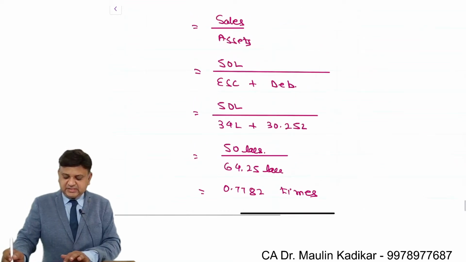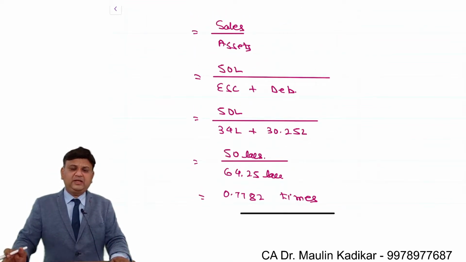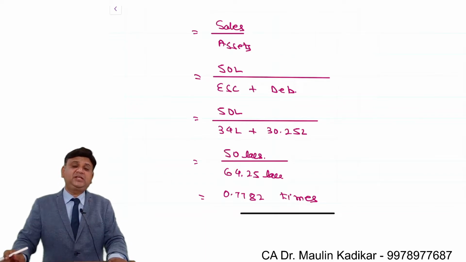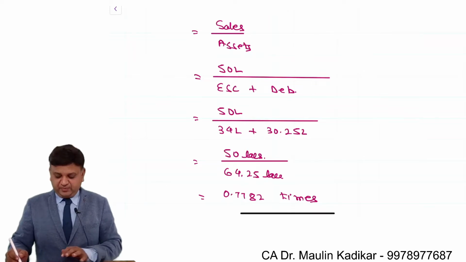Now friends, this answer which we have calculated is approximately half of the industry asset turnover ratio. 1.5, half of that is 0.75. So we can say that the asset turnover ratio of the company is very poor and the company should improve it. This is the way we are required to pass comment.